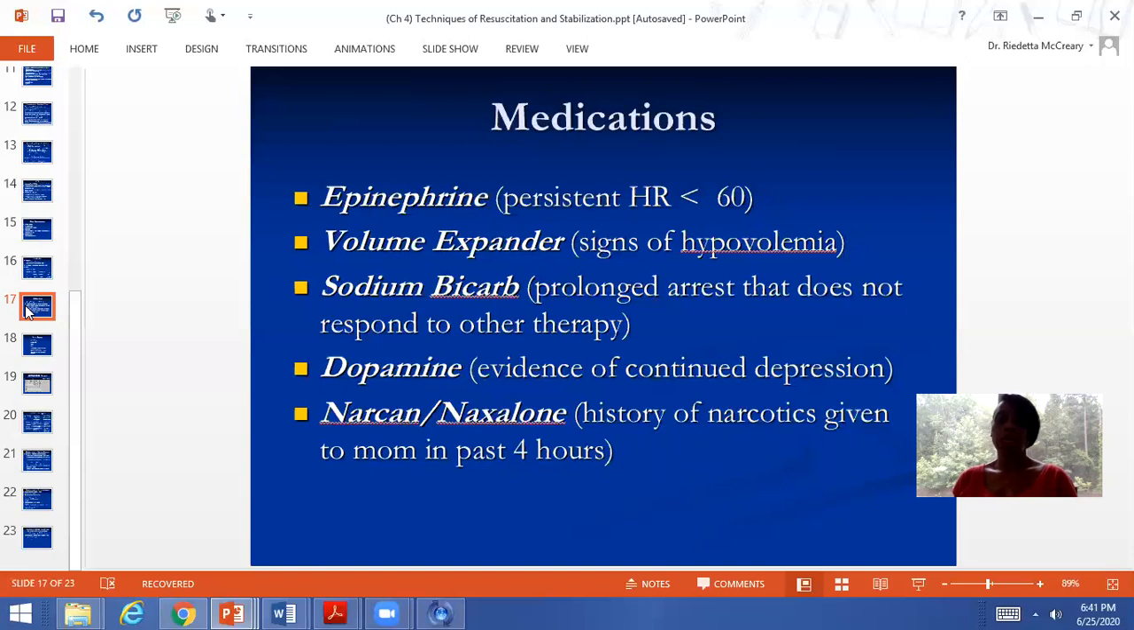Of course, dopamine is a drug of choice for when there is continued depression of the cardiac system. So we can give dopamine to help increase those pressures in hopes to make that heart work faster. And then Narcan, which is naloxone, is used if we know that mom was given or had taken a narcotic within the past 4 hours. That means that baby too has received that narcotic, and now we need to reverse the effects of that narcotic. So we need Narcan.